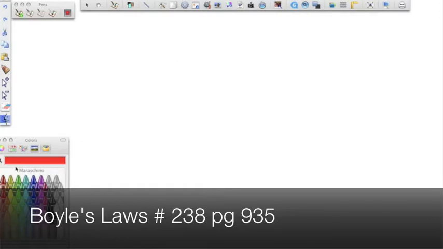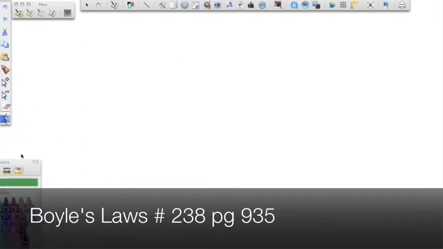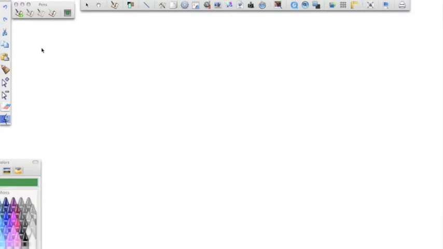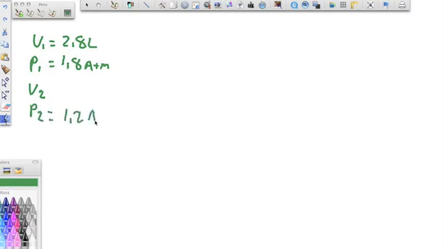So in this problem, the first thing we have to do is write down what the problem gives us in the very beginning. It gives us our V1, so the volume that we're starting with is 2.8 liters. And it gives us a pressure of that gas, the P1, which is 1.8 atmospheres. It wants to know V2 at a pressure, P2, which equals 1.2 atmospheres.